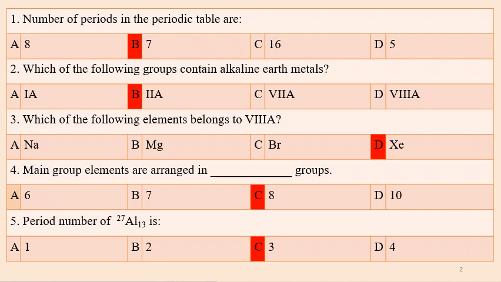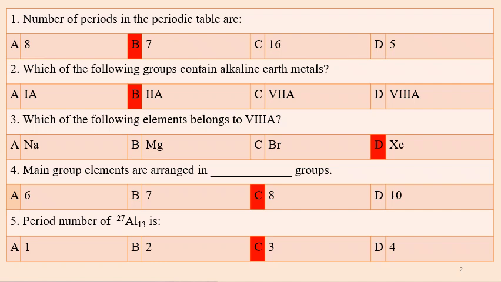MCQ number 2: which of the following groups contain alkaline earth metals? The correct answer is group 2A. How? Group 1A contains alkali metals like sodium, potassium, lithium. Group 2A contains alkaline earth metals like magnesium, calcium, barium and radium, etc. These are called so because their oxides and hydroxides are alkaline in nature and they are found in the earth's crust. So group 2 is correct.